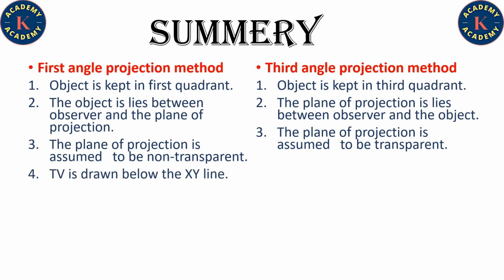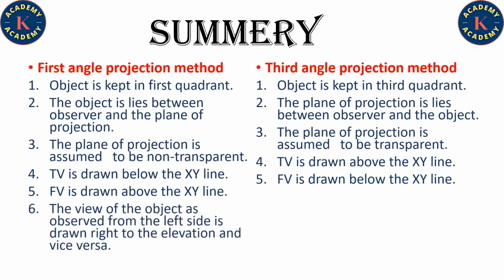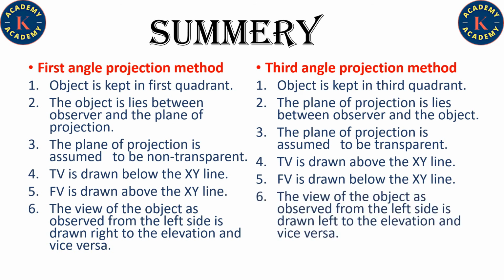In first angle projection method, top view is drawn below the XY line, and in third angle projection method, top view is drawn above the XY line. In first angle projection method, front view is drawn below the XY line, and in third angle of projection method, front view is drawn below the XY line. And in first angle of projection method, the view of the object as observed from the left hand side is drawn right to the elevation and vice versa. And for third angle of projection method, the view of the object as observed from the left side is drawn left to the elevation and vice versa.